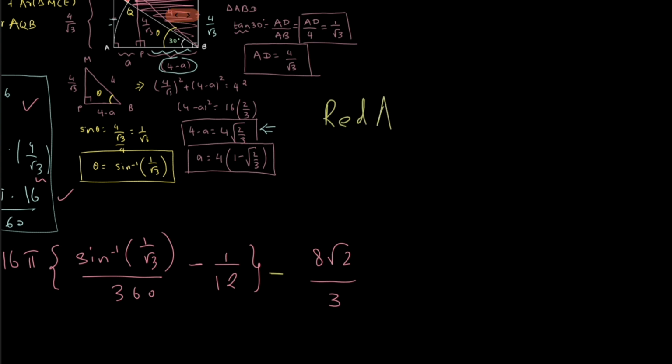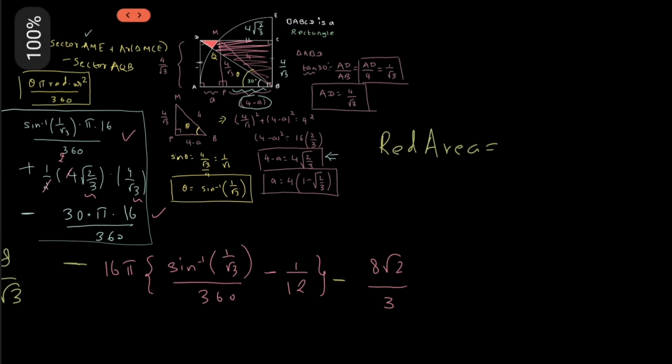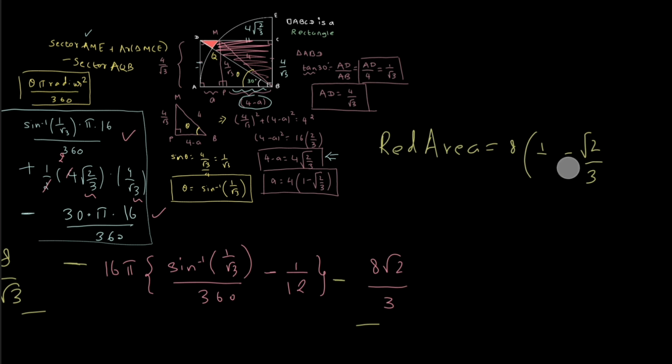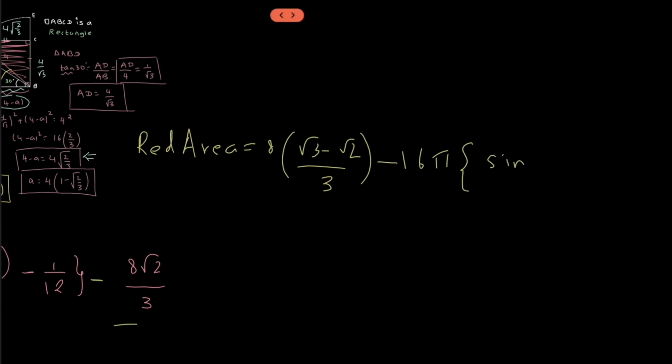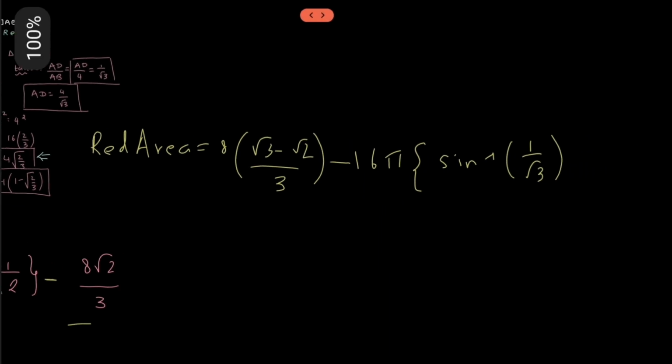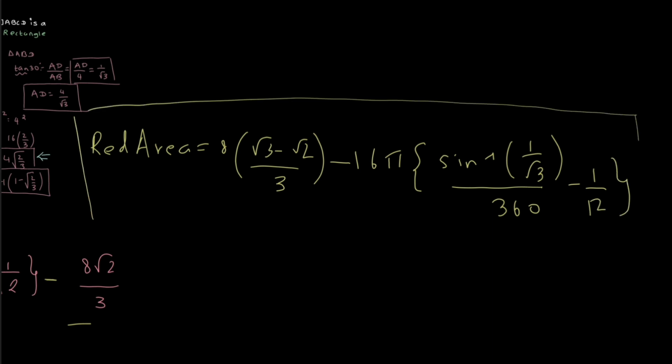So the red area that we need is equal to, from the first and the last term I will take 8 common. So inside the bracket I will get 1 upon square root of 3 minus square root of 2 upon 3. If I try to take the common LCM as 3, I need to multiply square root of 3 in this term. So what I finally get is square root of 3 minus square root of 2 upon 3 multiplied with 8 minus 16 times pi multiplied with sine inverse of 1 upon square root of 3 upon 360 minus 1 upon 12, and this is the red area.